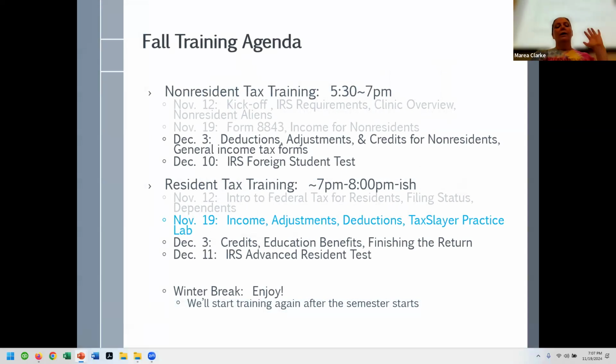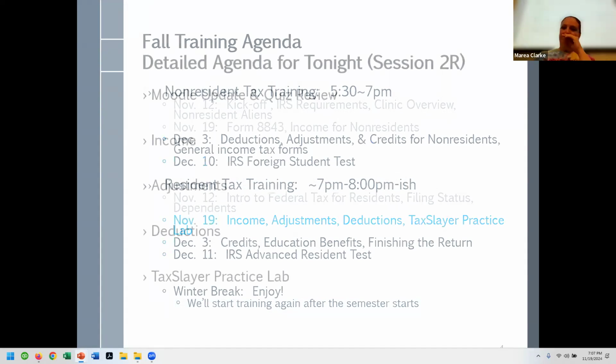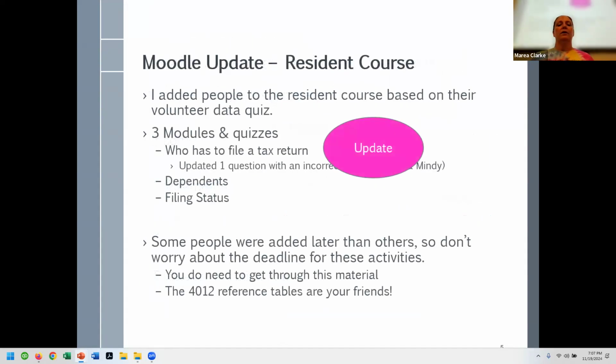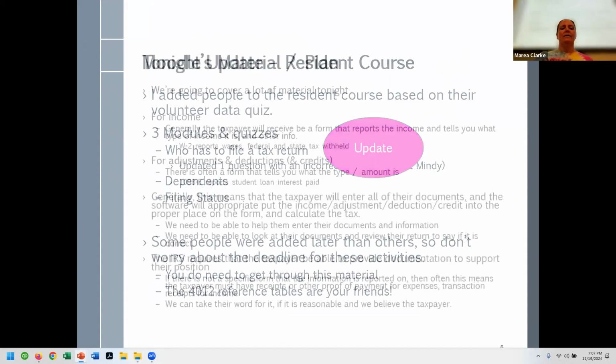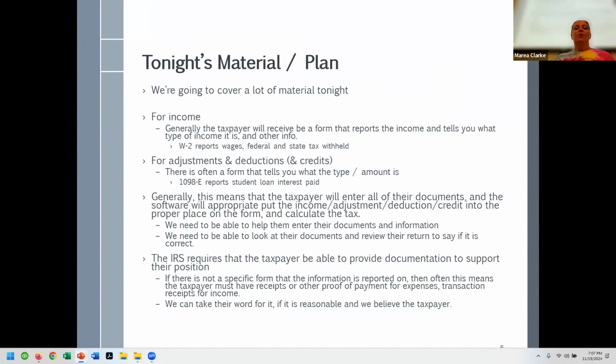We're gonna do income, adjustments, deductions, and TaxSlayer Practice Lab. All right, I didn't even update that, never mind. Okay, so for income. So again, we're gonna cover a lot of material. So I am going to hit on a high level for a lot of income topics, okay?